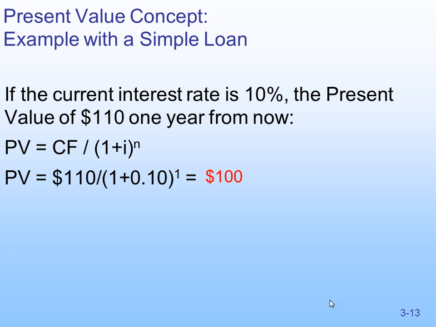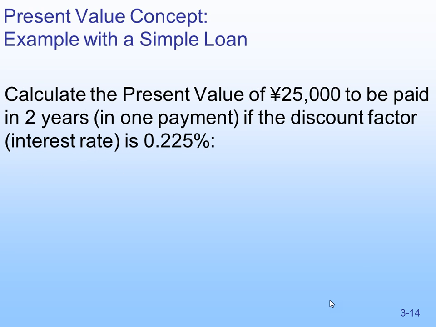All right, let me give you something a little harder. Calculate the present value of $25,000 to be paid not in 1 year but 2 years. But it's a simple loan, so it's going to be made in one lump sum payment of principal plus interest. And I'll tell you the discount factor or the interest rate is 0.225%. Now this is not that tricky, but there are a lot of ways that you can make mistakes. Okay, I'm going to let you work on that with whoever you're sitting near.